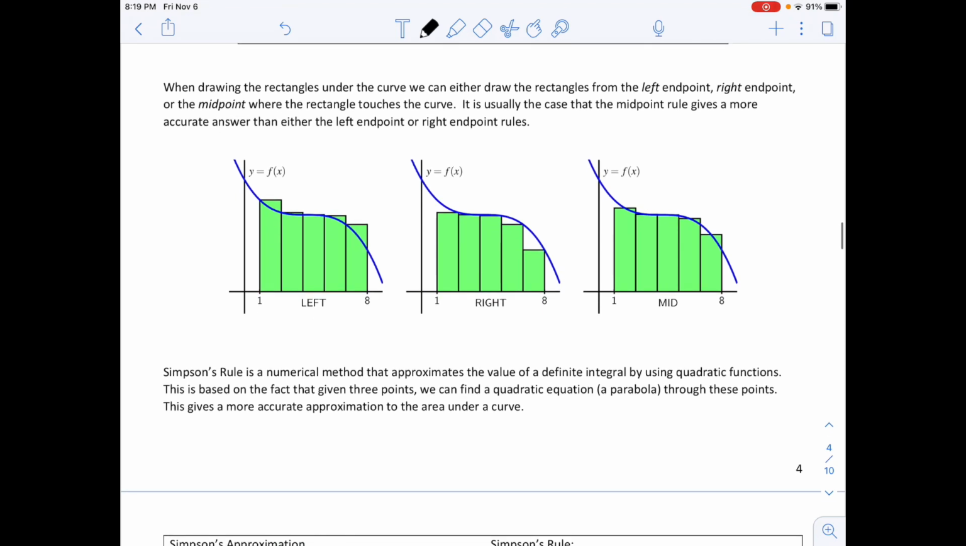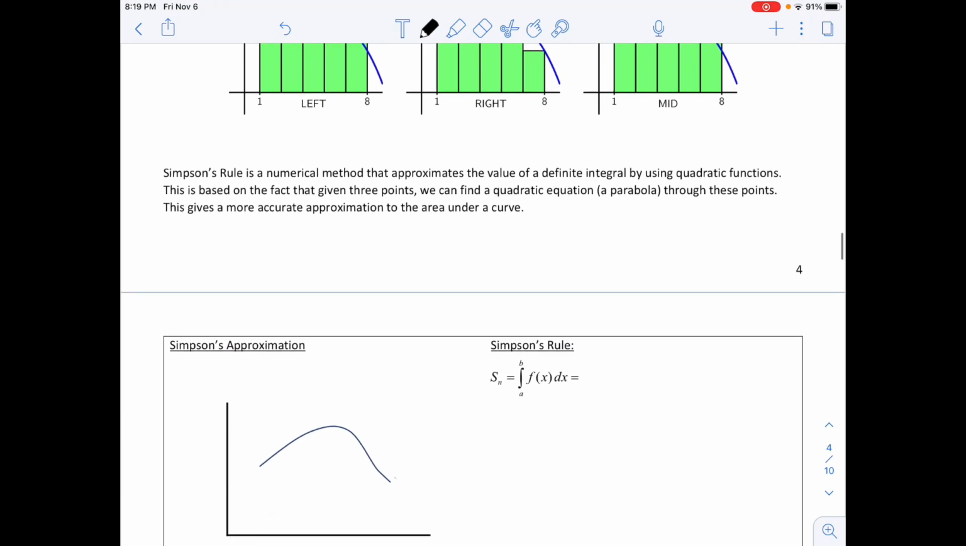When drawing rectangles under the curve, we can either draw the rectangles from the left endpoint, the right endpoint, or the midpoint of the rectangles. And it is usually the case that the midpoint rule gives us more accurate answers than either the left endpoint or the right endpoint rule. And you can see that, like we did in the last chapter, in the pictures that are here.